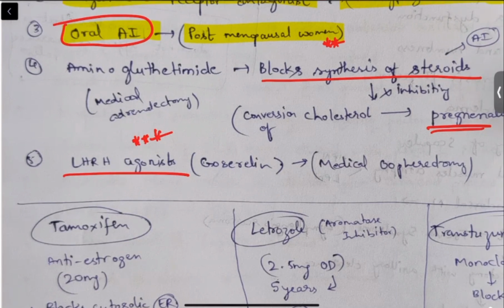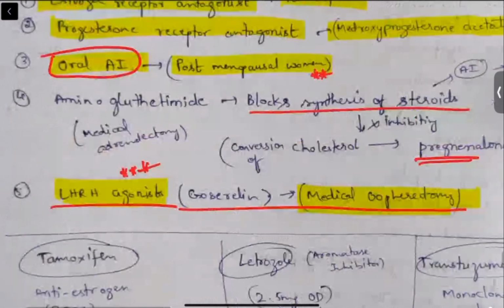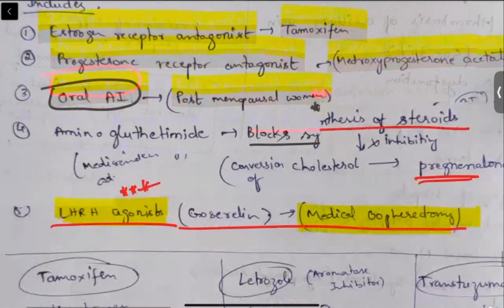Because of this, again, this is nothing but medical oophorectomy. Basically, we are stopping estrogen exposure to the patient. So because of that, again, we all know that because of increased estrogen exposure, breast carcinoma is happening. So by all these hormonal treatments, we are making sure that the patient is having less amount of estrogen, so that there is decreased breast cancer development.